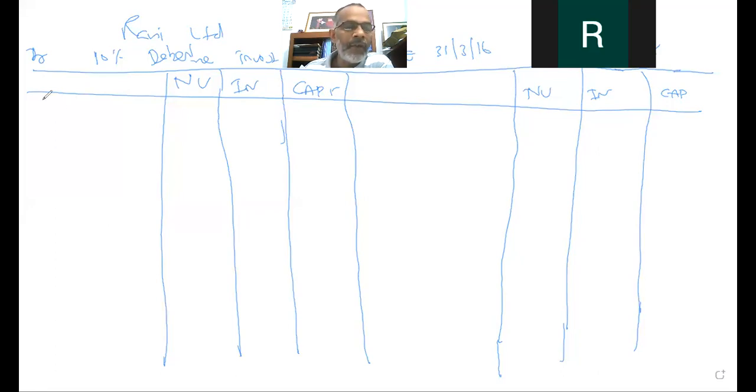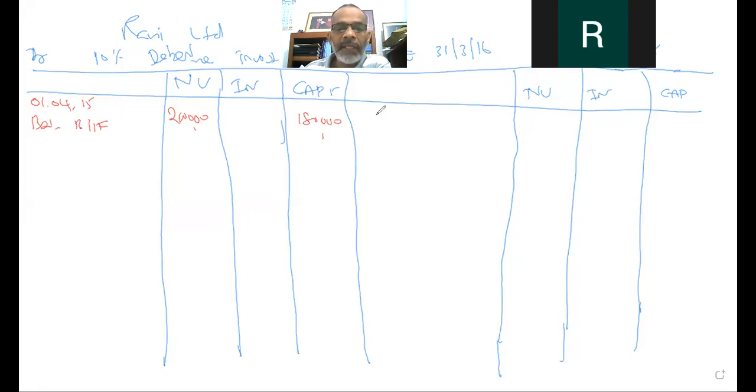1st April, you have to write down clearly every date. 1st April 2015, balance brought forward of nominal value 200,000. They are saying cost or capital is 180. This is the second paragraph: assuming that the balance on debenture account on 1st April 2015 is 200,000 nominal value at a cost of 180. The first paragraph says the entire 200,000 debentures were sold at a price of 94.